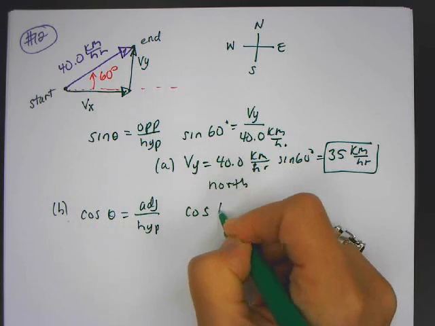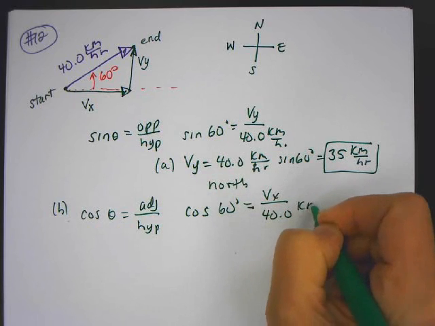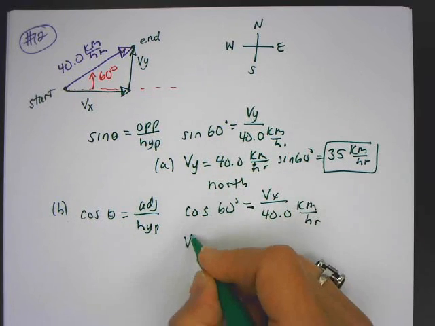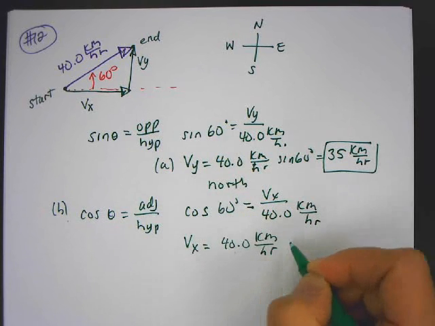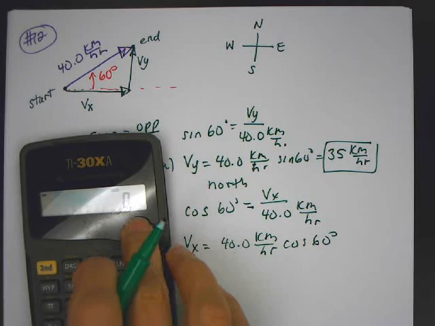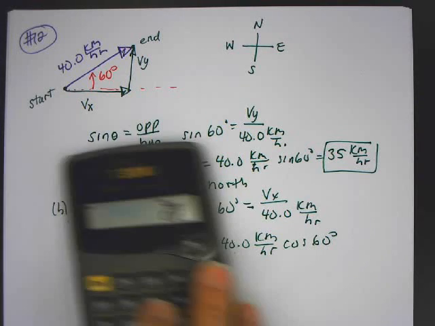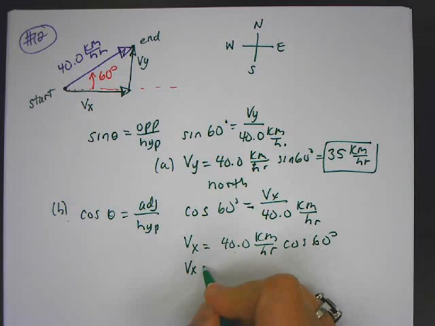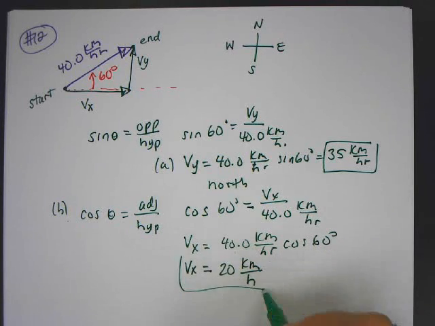And then for part B, cosine of theta is adjacent over hypotenuse. So cosine of 60 is adjacent v sub x over the hypotenuse, which is 40. So v sub x is equal to 40 times the cosine of 60 degrees. Again, I do the same thing on my calculator, and I press 60 cosine times 40, and that comes out to be 20. So v sub x is equal to 20 kilometers per hour, and that's it.